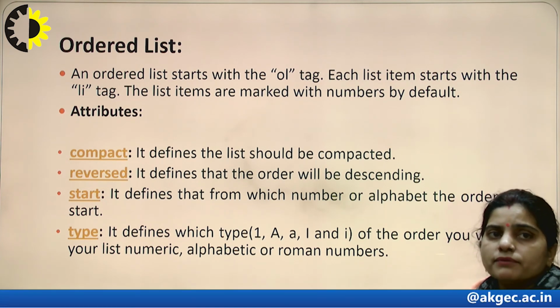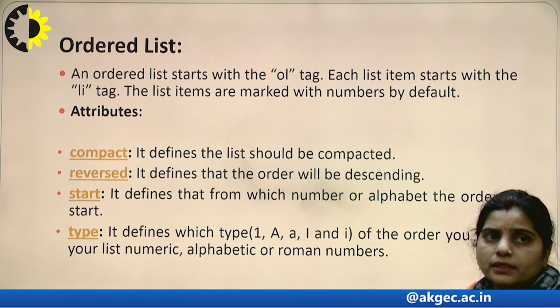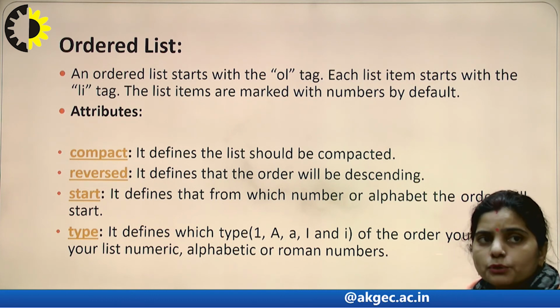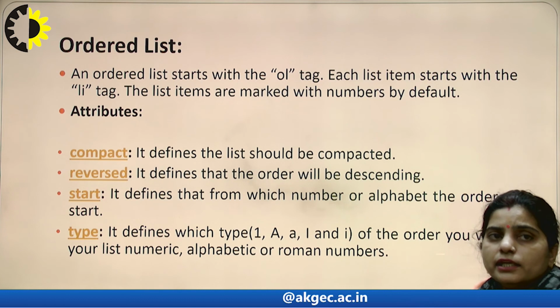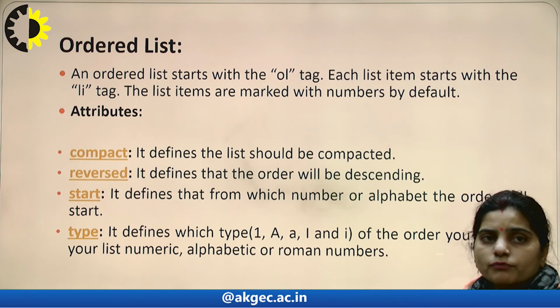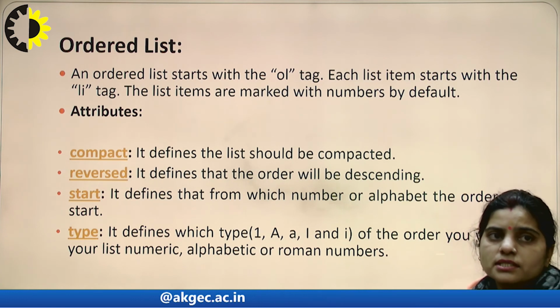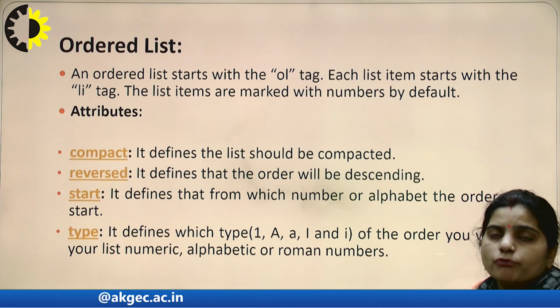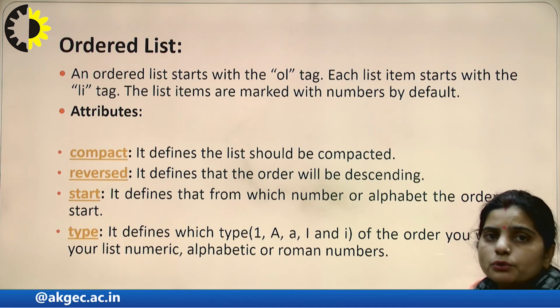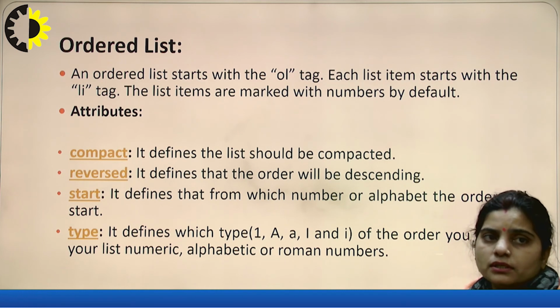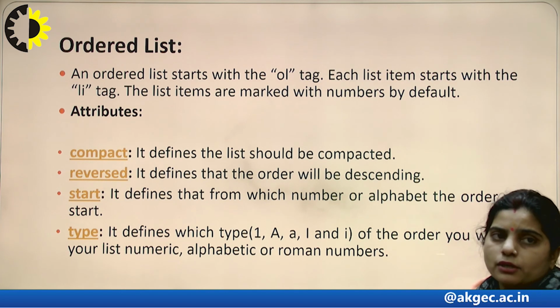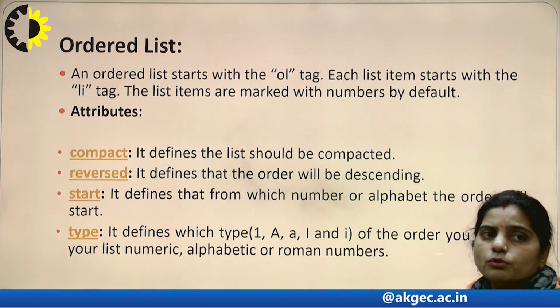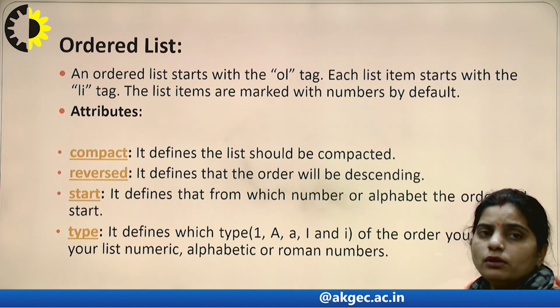Compact defines that the list should be compacted, and if we use the attribute reversed, then it defines the order of the list in descending order. Start defines from which number or which alphabet you are going to start the order of the list. The last one is type, which defines the type of order you want in your list, just like numeric, alphabetic, or Roman numerals.